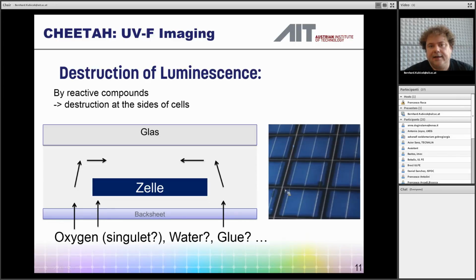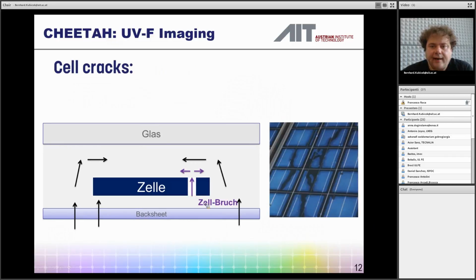Even if you don't know if it's oxygen, if you don't know if it's water, or if it's photochemical, what we can see is gaps. And this will also happen at cell cracks. If we have a crack here, this is also an additional diffusion path, and you will be able to see, if you irradiate with UV light, with the naked eye, you will see the fluorescence photons, and you will see dark areas and no fluorescence where you have cracks in the cell. And this is the main mechanism that we find useful for this method.